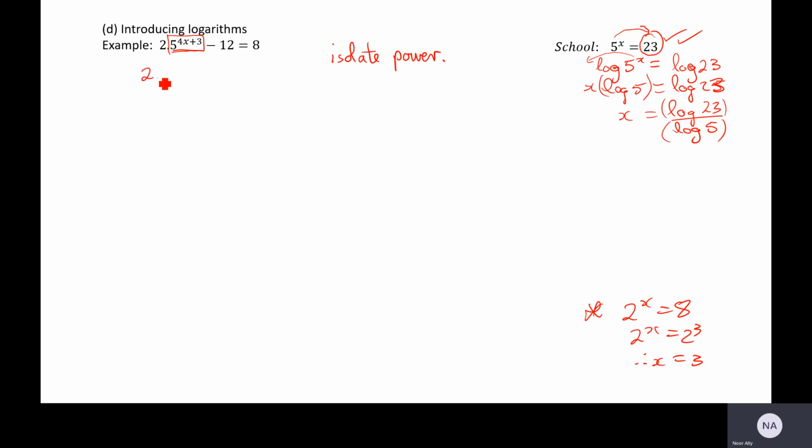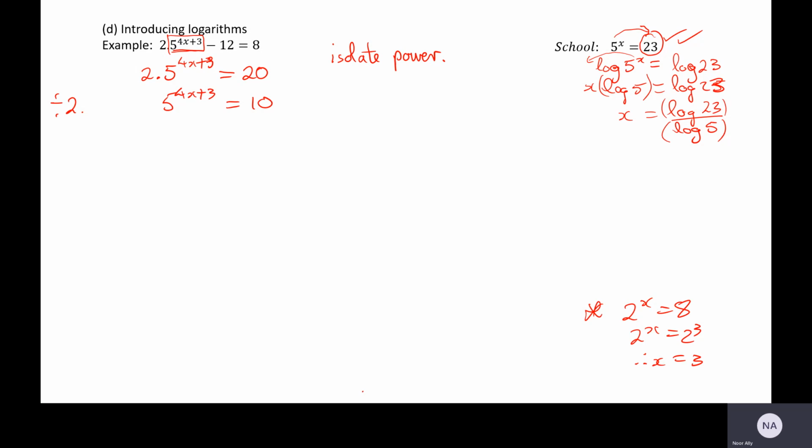I want that to be by itself on the left-hand side before I introduce logs. So first we're going to transpose. That's 2 multiplied by 5 to the 4x plus 3. Transpose the 12. That will become 20. Now divide by my 2. 5 to the 4x plus 3 is equal to 10. And now I can introduce logs.